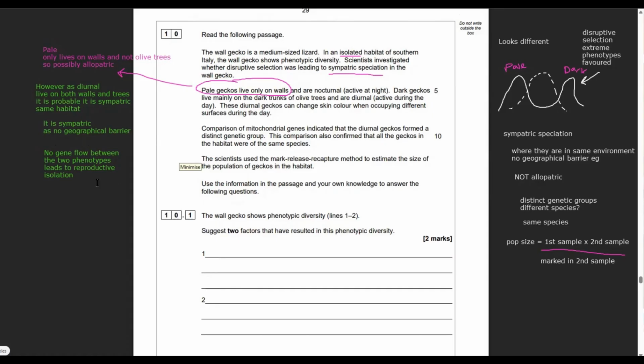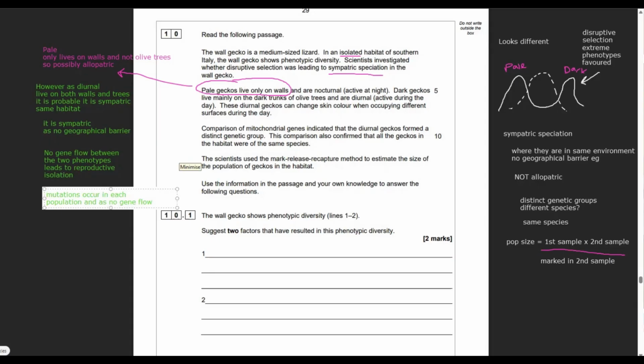And I could say, what evidence would I give for the sympatric? Well, there's no geographical barrier. There is nothing stopping the diurnal geckos, the dark geckos, meeting with the pale geckos on the walls. We know the pale only live on the walls, but there's nothing stopping the dark mixing with them. So they're not geographically isolated. They're reproductively isolated. They're obviously not reproducing, as we're not getting a mix of those genes. No gene flow.